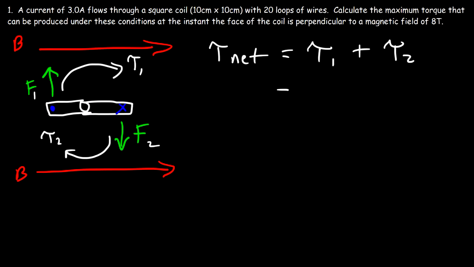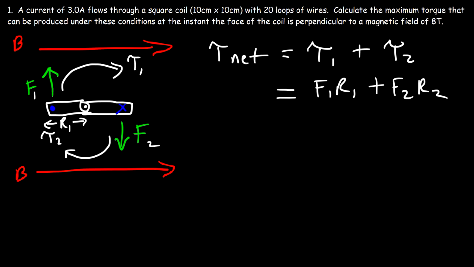Now, torque 1 is F1 times R1. It's the product of the force and the lever arm, where the lever arm is the distance between the line of action of the force and the axis of rotation, which is right here. And torque 2 is going to be F2 times R2.